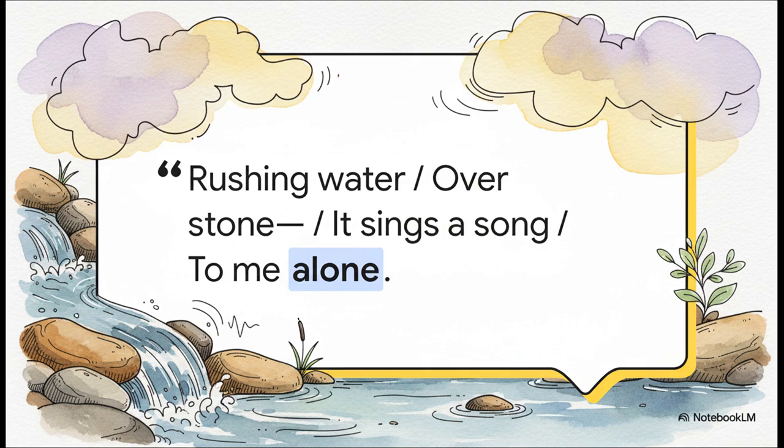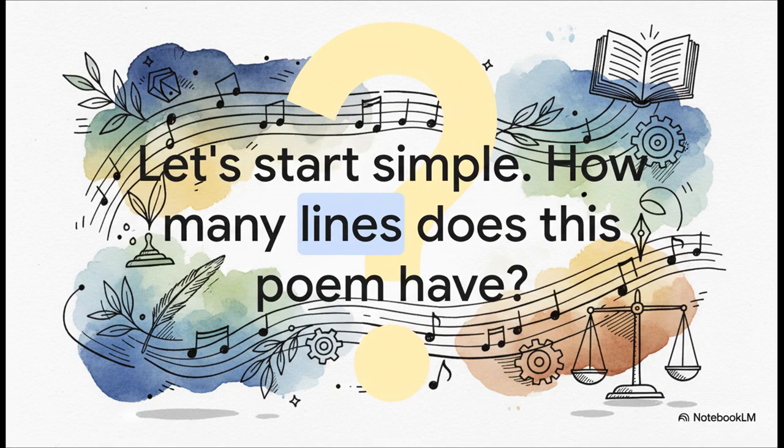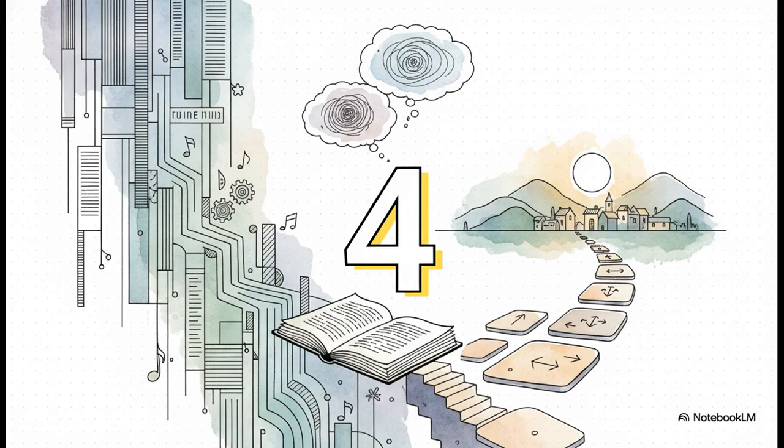You feel that flow? Okay, first things first. Let's put on our detective hats. Super simple question. How many lines are we looking at here? Yep, 4. Easy, right? 4 distinct rows. But remember, each one of those breaks was a choice. The poet is totally in control of our pacing with that simple tool.